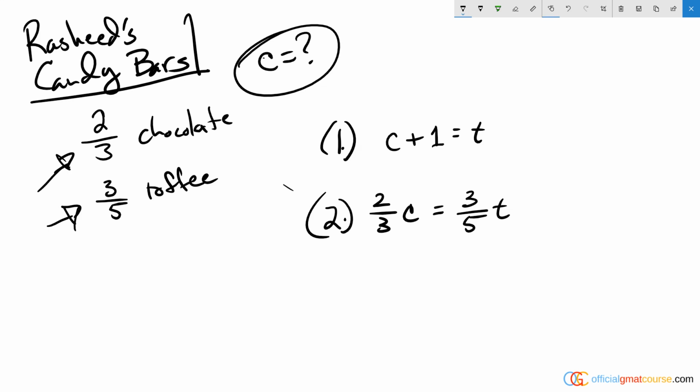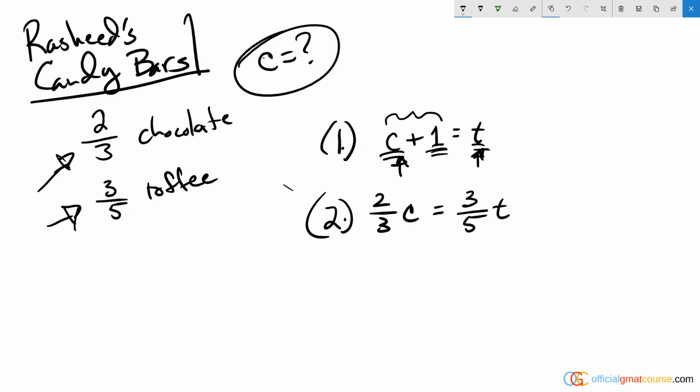So statement 1, can we determine how many packages of chocolate bars Rasheed bought based on the fact that he bought 1 fewer packages of chocolate than he did toffee? Well, that means the number of chocolate packages plus 1 would equal the number of toffee packages. For example, if he bought 5 chocolate, he would have bought 6 toffee, because 5 is 1 less than 6. And so 5 plus 1 equals 6.